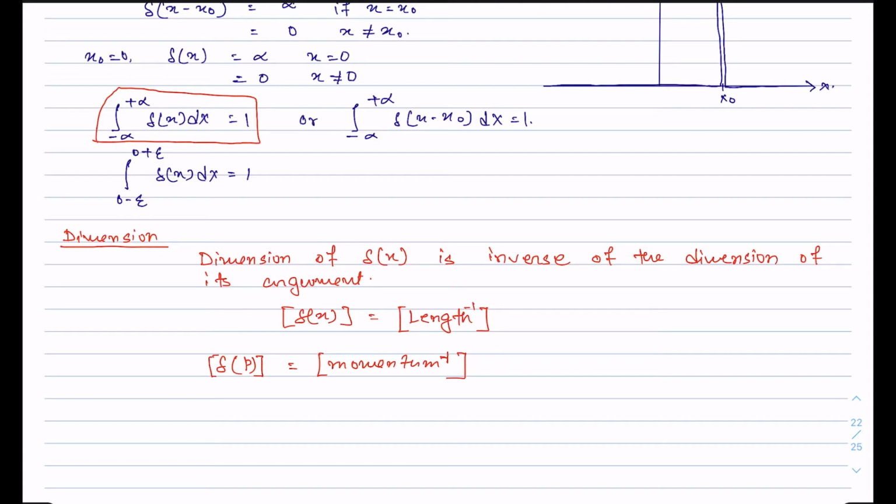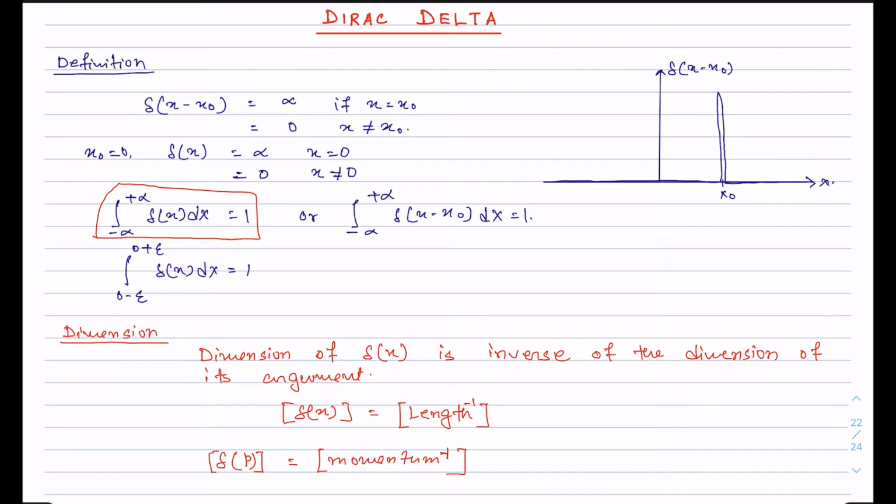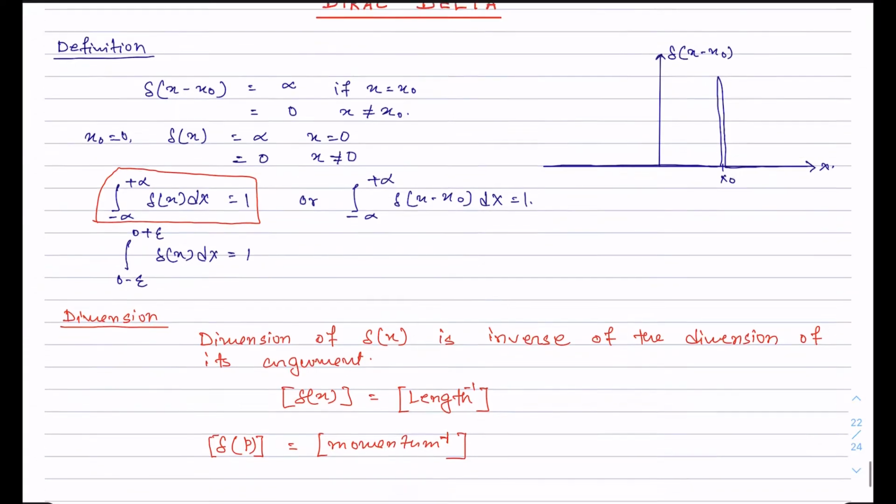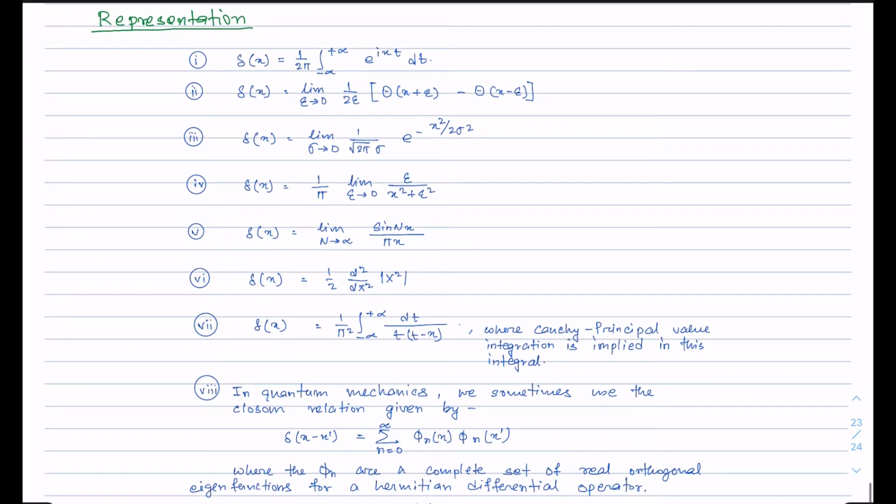The dimension of the delta function is the inverse of its argument. Now let's see how to represent a Dirac delta function, or how to model a Dirac delta function as a limiting case of other functions. These are a few representations of the Dirac delta function. There are many more representations; you can find them on the Wolfram site. Among these, I will show you that these actually represent a Dirac delta function, but for the rest you can check them on your own.